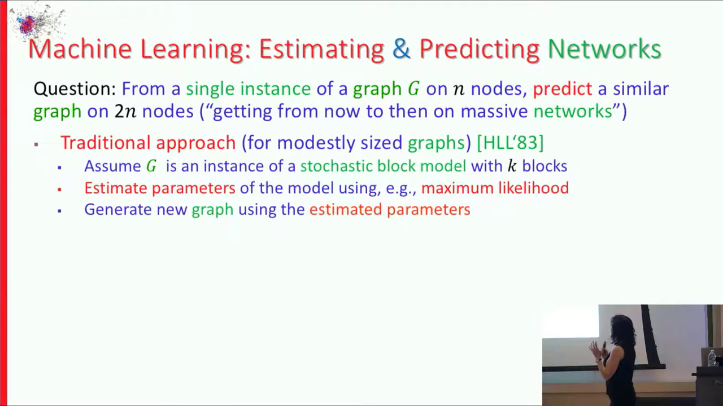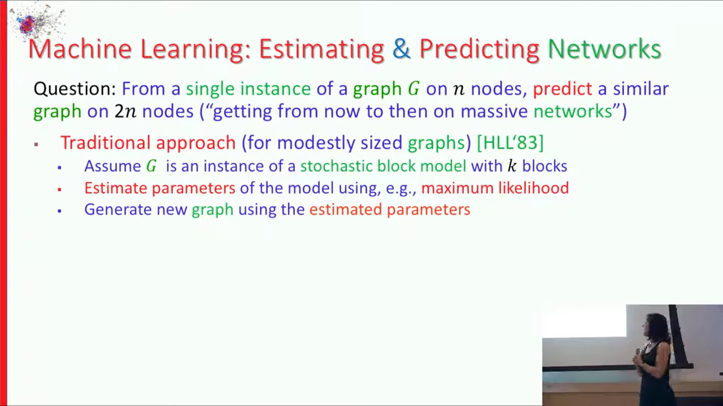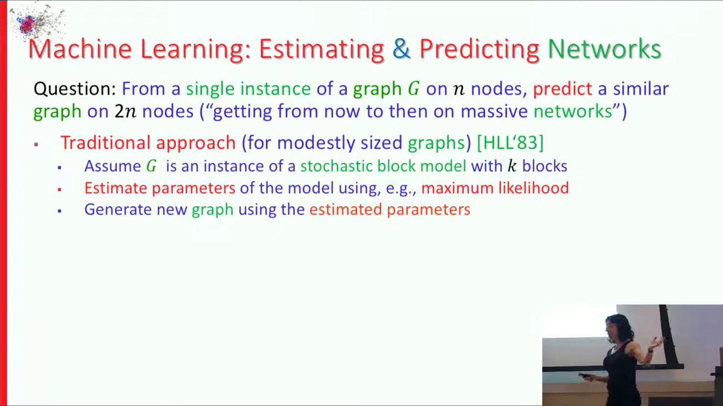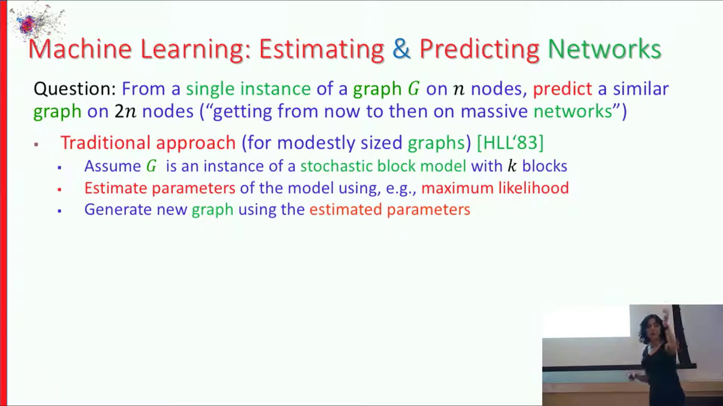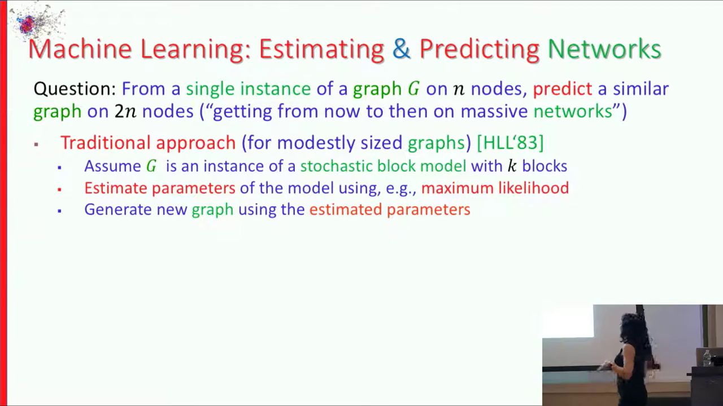If I have a single instance of Facebook today on N nodes, let's say 1.5 billion nodes, I want to predict what happens when there are 3 billion people on Facebook. If we think of it as a graphon process, you know, many of them are already around, they just haven't gotten connected yet. That's why Mark Zuckerberg is going to India, okay? He wants to get more of them to appear.